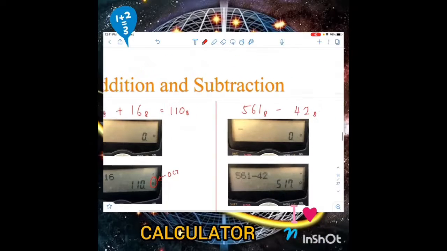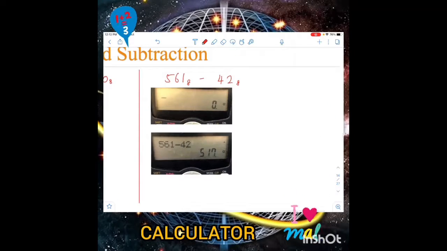Now I show you the next example. It involves the subtraction of base 8 numbers. Same base 8, and it is a base 8 number that the calculator can help us in the calculations. So it's an easy job. Just press OCT to tell the calculator that you are going to calculate base 8 numbers. Then you press normally.